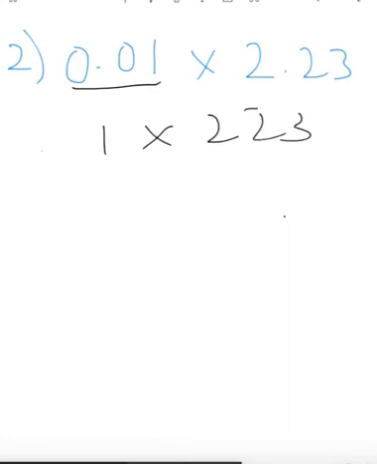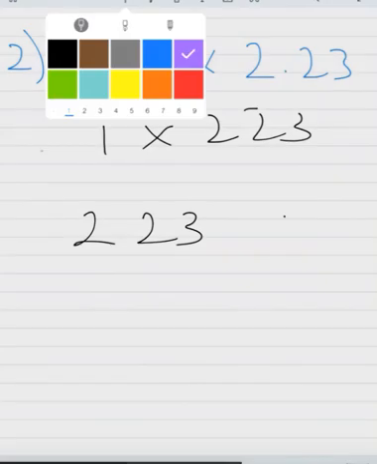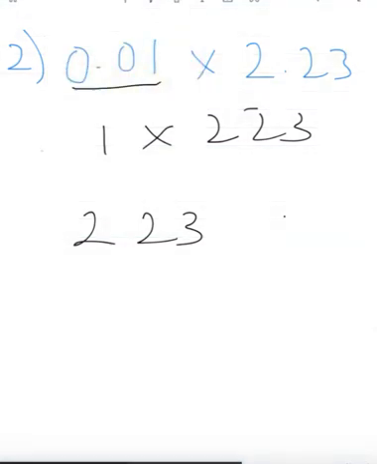Now, what is 1 times 223? It's so easy. It's just 223. That's why this one, you could have done it mentally. Now, we don't stop there. Now we have to go back and put our decimal in. So right now our decimal is on this end.